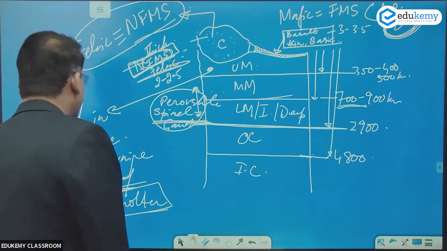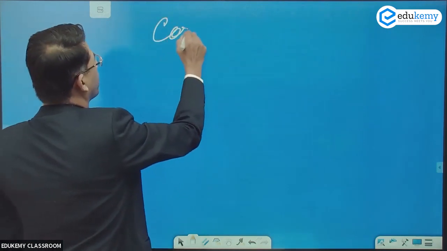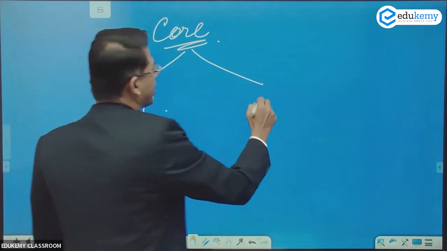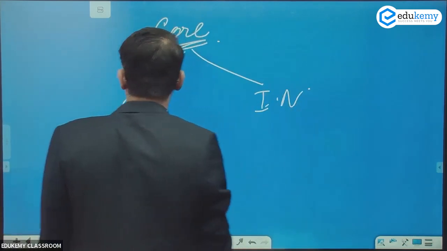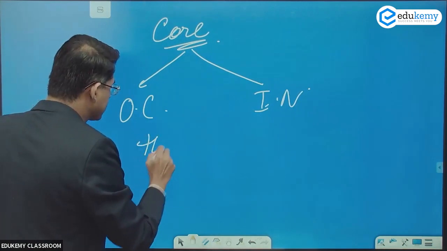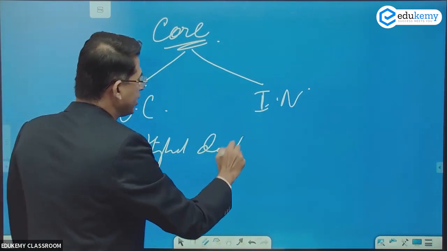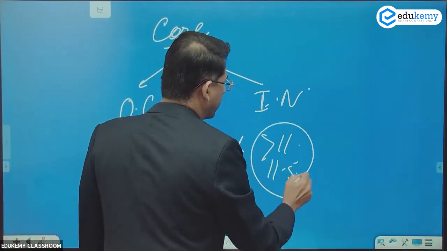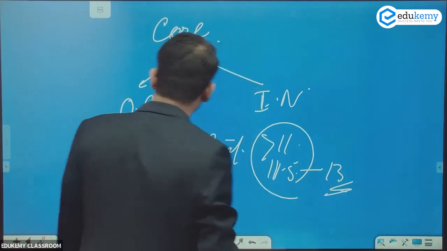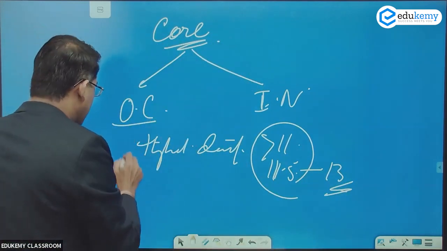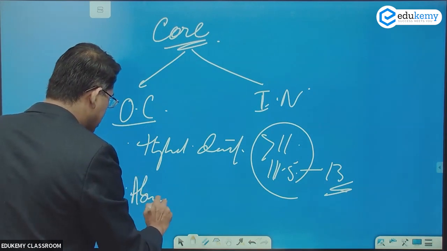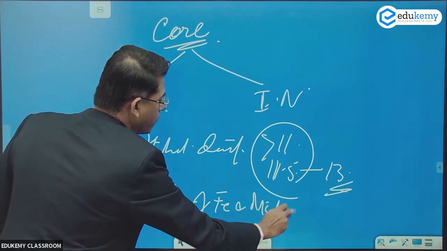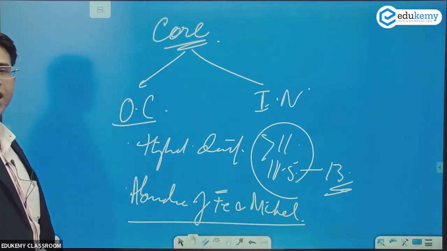Okay, so that was a quick revision. Now come towards the core. The core has two layers: the outer core and the inner core. These have the highest density, more than 11.5. It can increase to 13 also. The core has an abundance of iron and nickel.